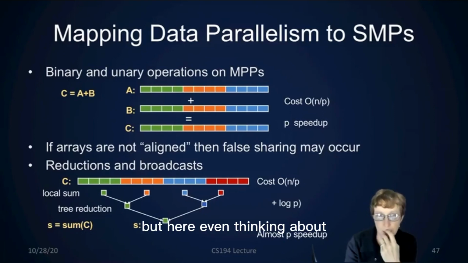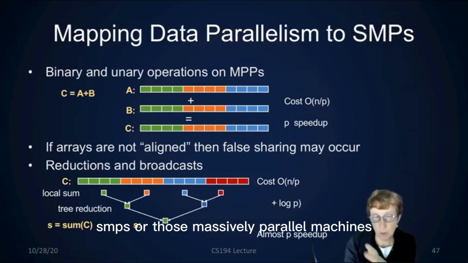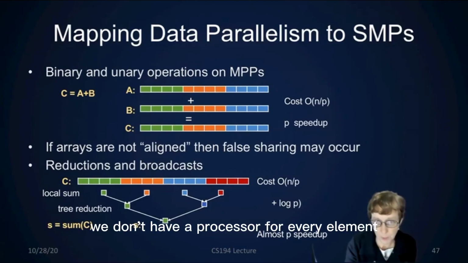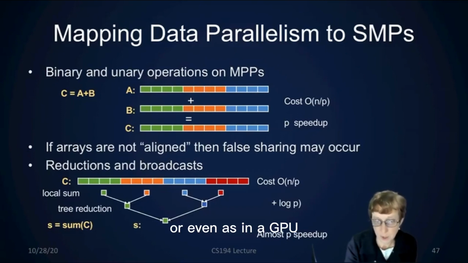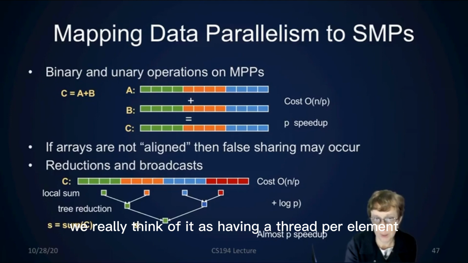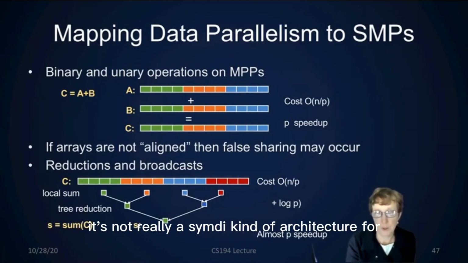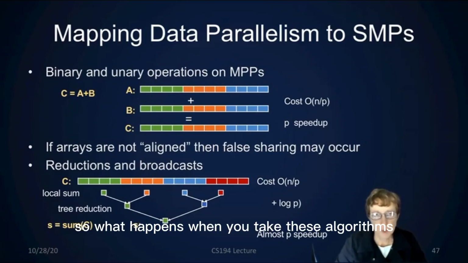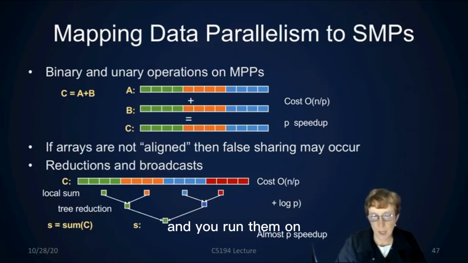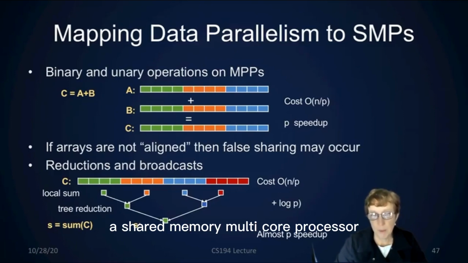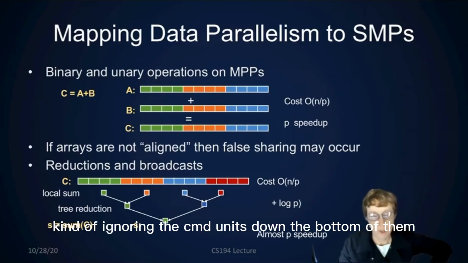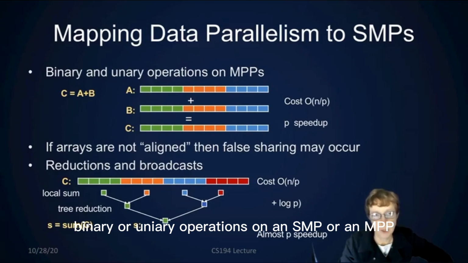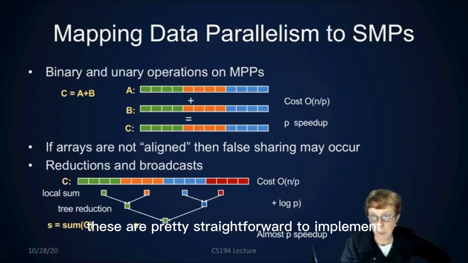But here, even thinking about SMPs or those massively parallel machines, the main point is that we don't have a processor for every element, or even, as in a GPU, where we really think of it as having a thread per element. It's not really a SIMD kind of architecture on an SMP, the kind that we talked about in programming in OpenMP. So what happens when you take these algorithms and run them on a coarse grain parallel machine, like a shared memory multi-core processor, kind of ignoring the SIMD units down the bottom of them? Well, if we're doing binary or unary operations on an SMP or an MPP, these are pretty straightforward to implement.